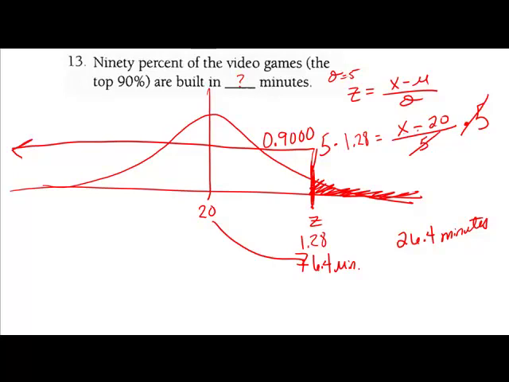And then in order to move something that is a negative to the other side, you have to add 20. So X equals 20 plus 1.28 times 5, which is just what I did over here to figure it out. Again, you know all this math. It's about being comfortable enough to process it.